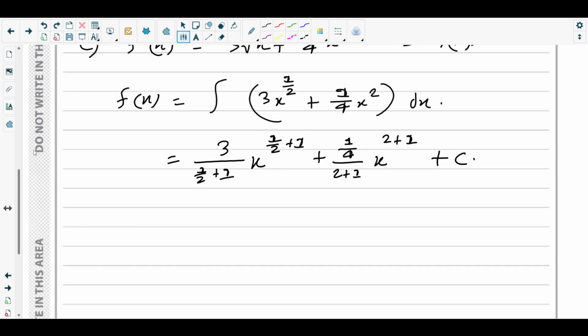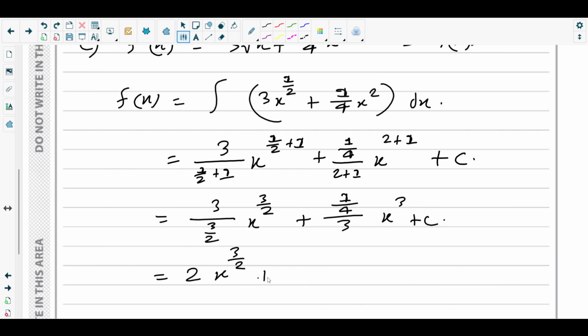So now you just need to simplify. Half plus 1 is 3 over 2. So 3 times 2 over 3, x to the power 3 over 2, plus x cubed and 1 over 4 over 3. So that will be 1 over 4 over 3, plus c. So the equation will be 3 times 2 over 3, which is just 2x to the power 3 over 2, plus 1 over 12 x cubed plus c.